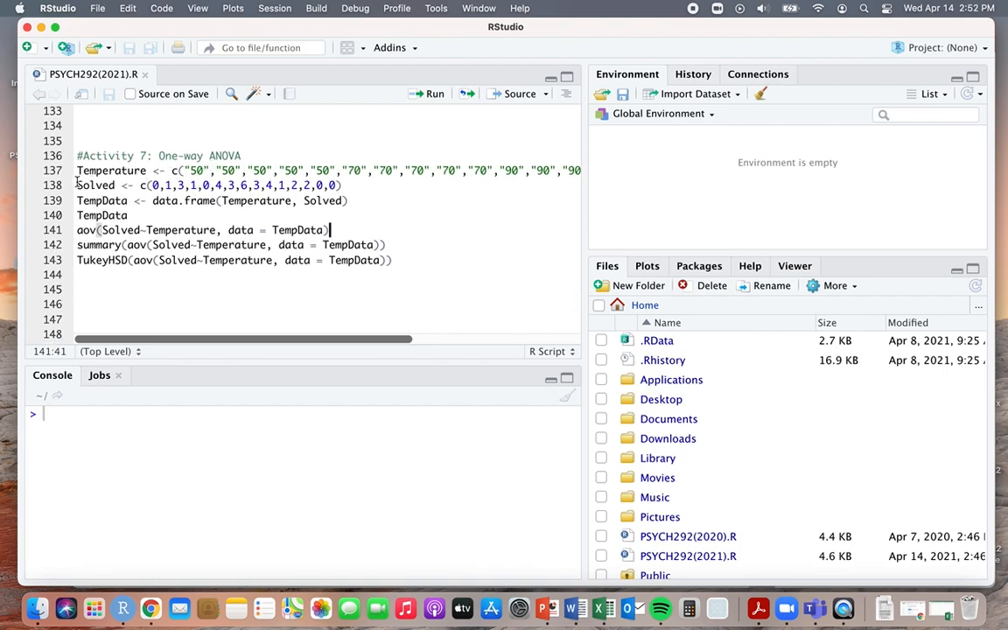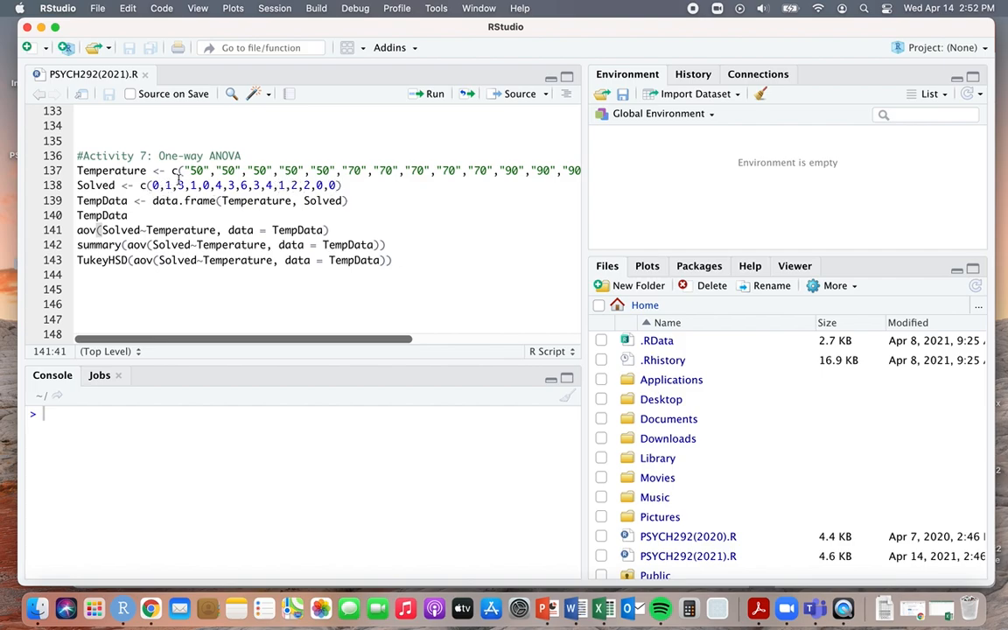We need a second vector for our dependent variable. That's the number of problems that are solved, so I'm going to call it solved. Again, we're going to use a concatenate to put all of these values together into a single vector. Here we have the first 5 individuals, 1, 2, 3, 4, 5, who were in the 50 degree condition. Then the next 5, 1, 2, 3, 4, 5, were each in the 70 degree condition, and the last 5 were in the 90 degree condition.